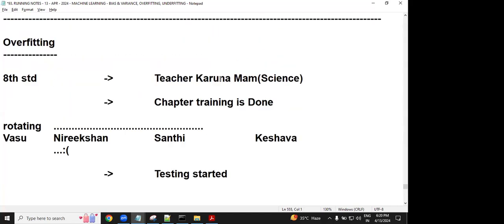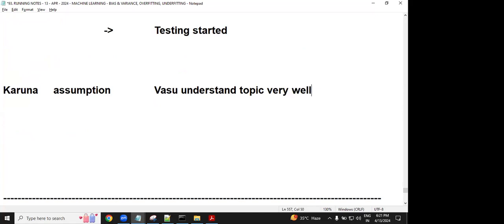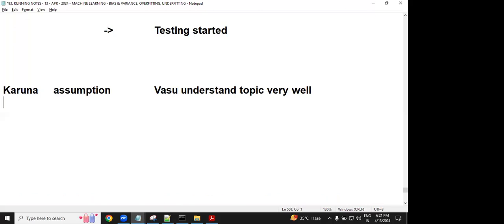Now look at this one. Let me tell you. Karuna teacher is having an assumption. What is the assumption? Very good. Vasu understands the topic very well. This is madam's assumption. It is okay. Good assumption. Why? Because she's a teacher, right? She also has an assumption by looking at the students actually.